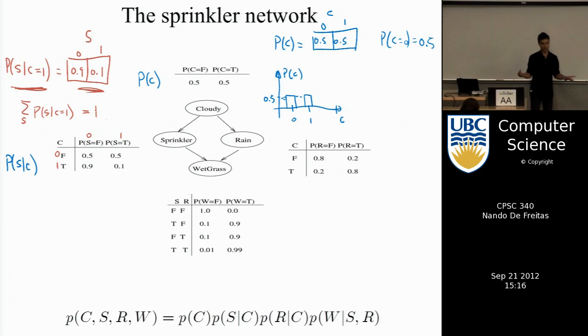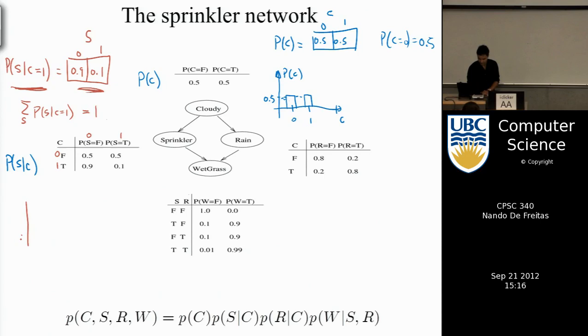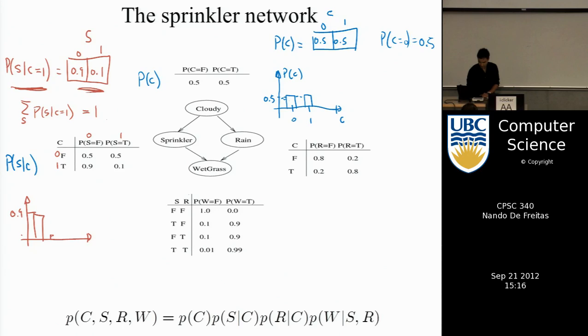We can also draw that. I can use a graph. In this case, I would use a big bar that's 0.9, and I would use a small bar that's 0.1. And this would be P of S given C equal 1. And this is a distribution over S. Finally, the same would apply for probability of rain given cloudy and probability of wet given both sprinkler and rain. Now wet has two parents, so there are 8 values to describe it, 8 numbers are used to describe it, of which you only need 4 because it's a conditional table.